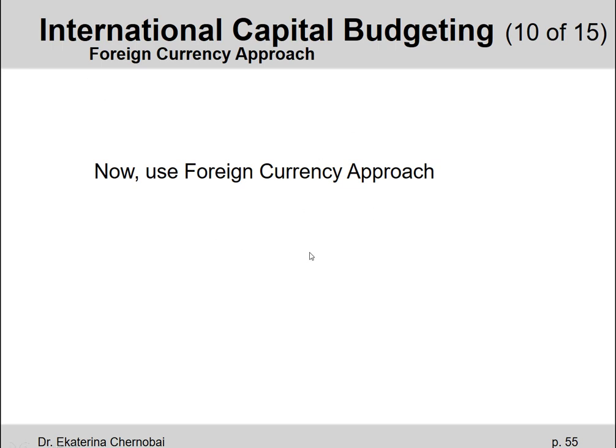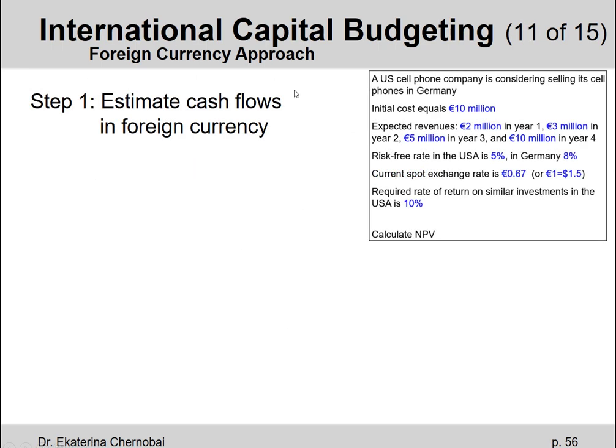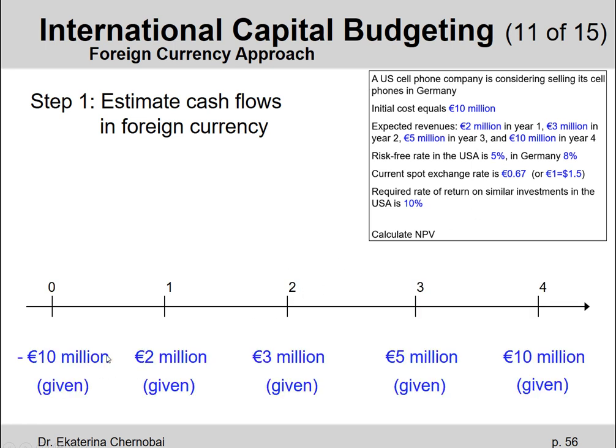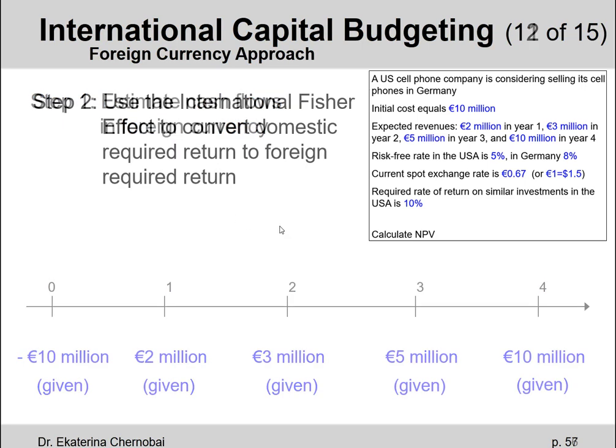Now let's use the foreign currency approach. The first step is identical to what the home currency approach needs to start with. Estimate cash flows in the foreign currency. They're all given. You don't need to do any math. Let's go to step number 2.